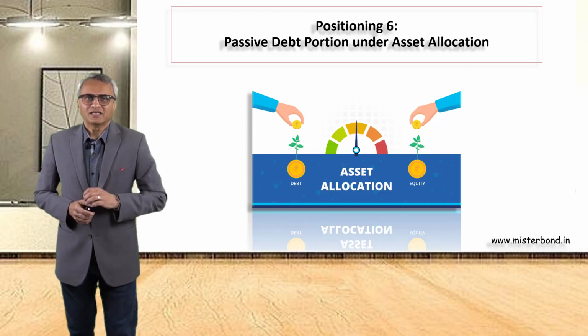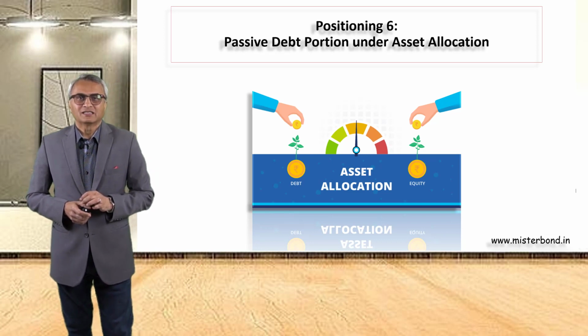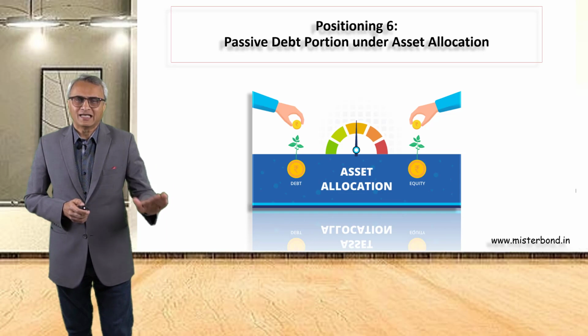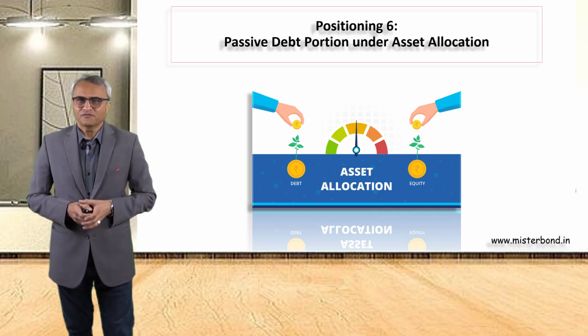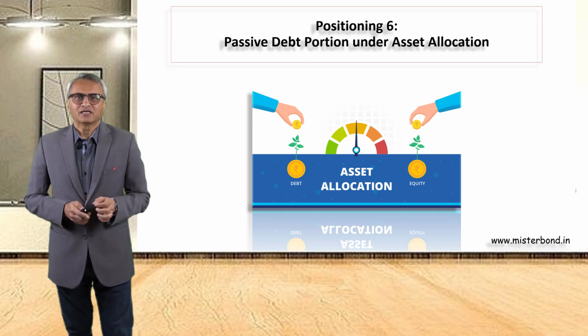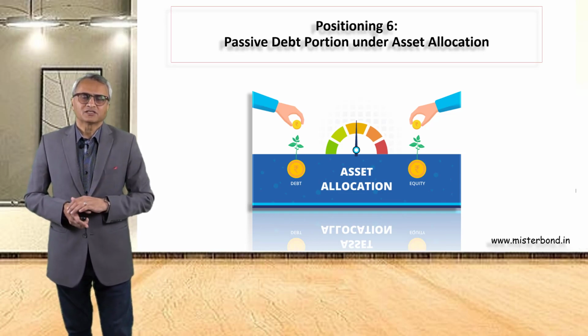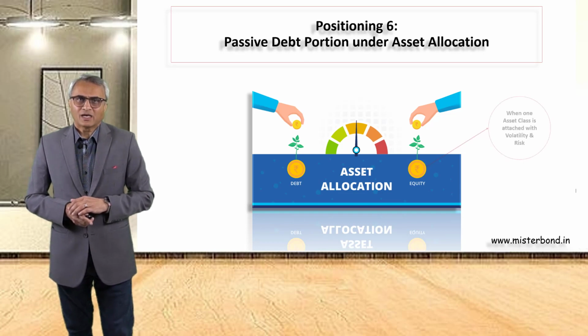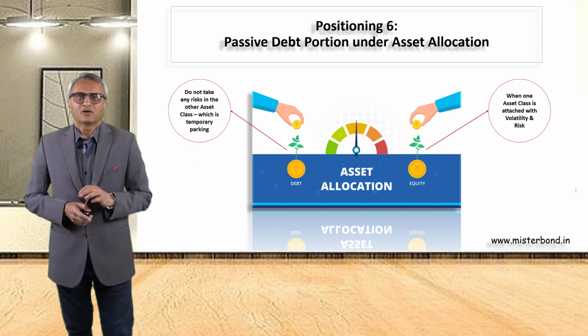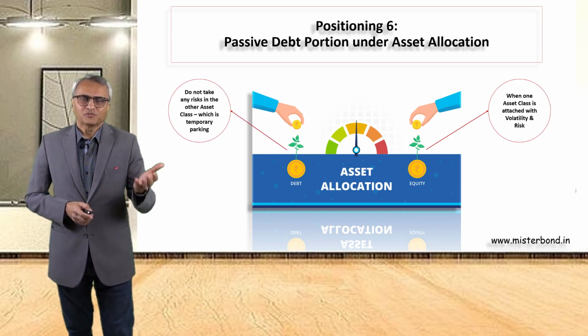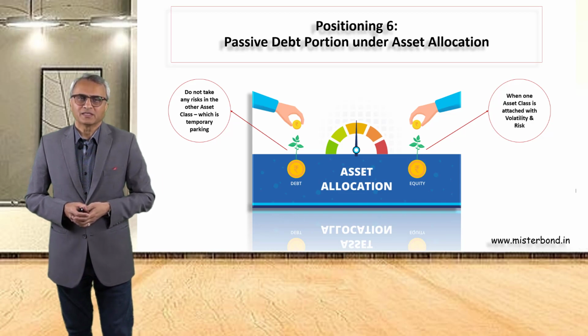The last positioning which I would like to speak about is how do we utilize this as a passive allocation to the debt side under asset allocation. All of us are aware that asset allocation delivers 92% of the returns of the investor's portfolio. When one asset class is expensive, which is say equity as an asset class, why would you take any risk on the debt space, which is supposed to be a temporary parking space?